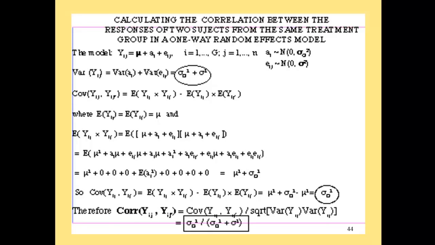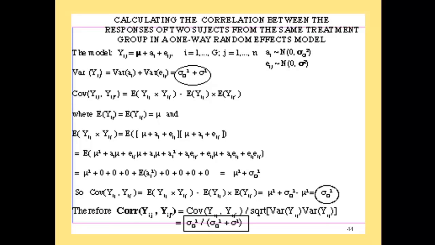All right, all three of these terms, mu, ai, and eij, are independent. We're going to make that assumption so that we can take this next step. So then we're going to say that the variance of yij is simply equal to the variance of mu plus the variance of ai plus the variance of eij.